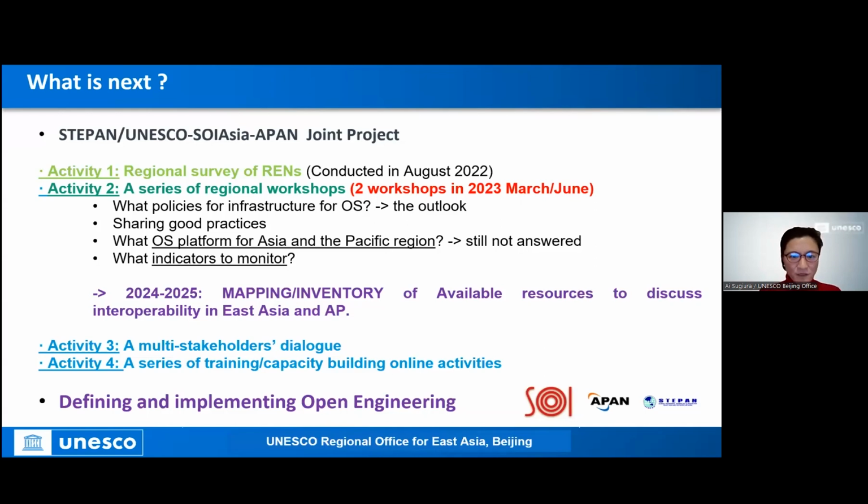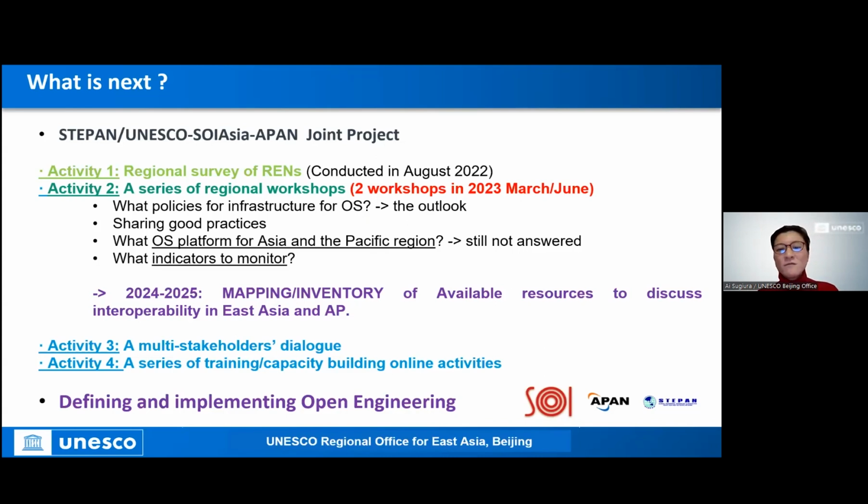We conducted a survey with them on their understanding and how to involve them. And we have a series of regional workshops as well. We had two last year, and we will have a few more this year. We have main questions that we discuss each time. We look at the policies for infrastructure on open science, we share good practices, and we also discuss what would be an open science platform for Asia and the Pacific region.